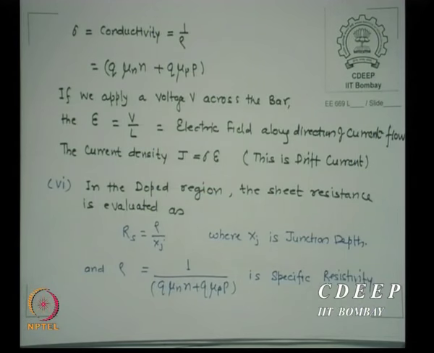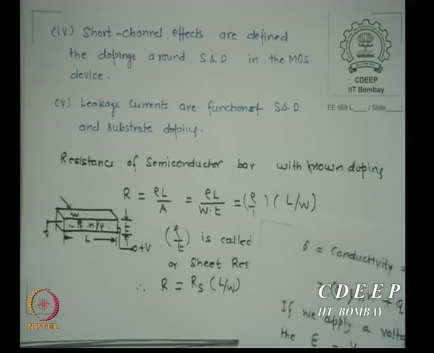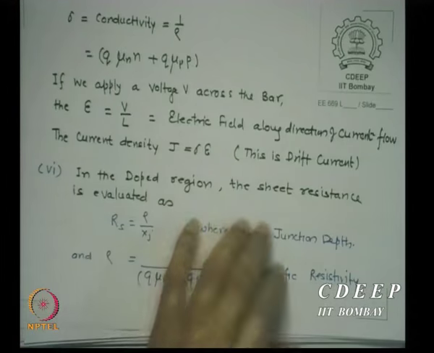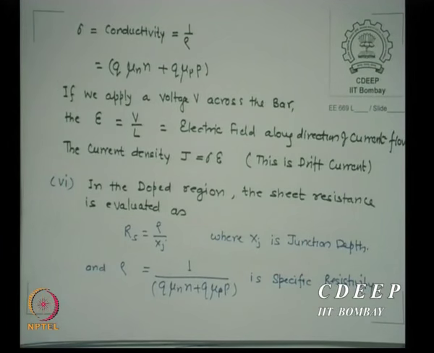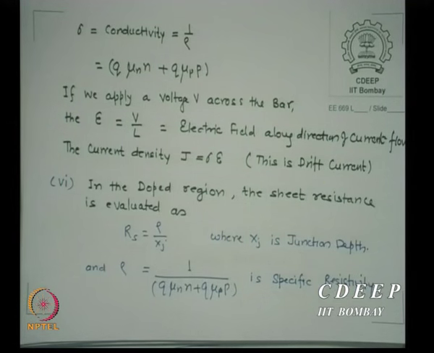Extending the same thing, we know conductivity is q mu n n plus q mu p p. If it is n-type, then n is larger than p, so we can take q mu n n, or q mu p p if it is p-type. For the current in the x direction where the voltage is applied along length L, the electric field is the applied voltage divided by the length, and sigma is given by the carrier concentrations you have.